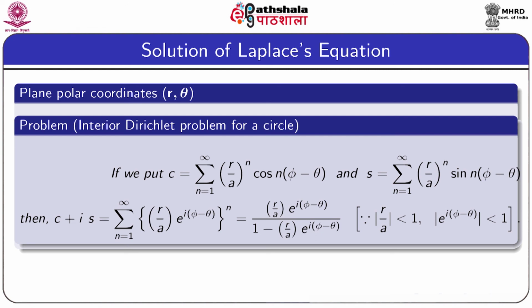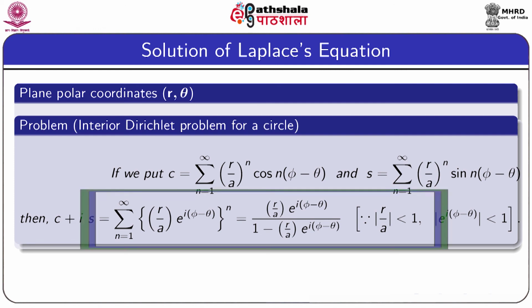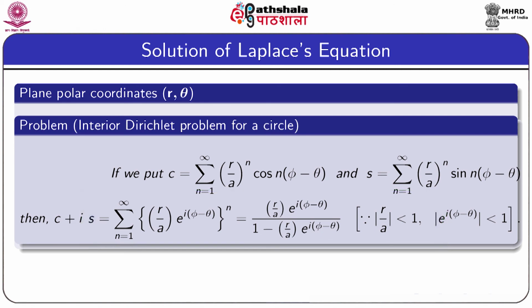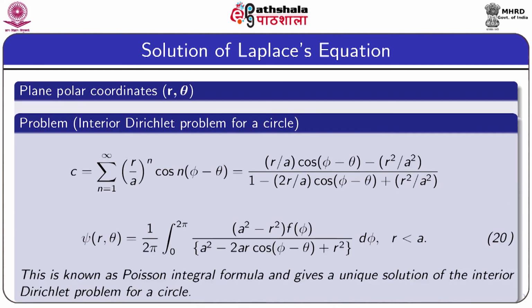Now, if we calculate C plus iS, then we get a GP series, and the common ratio of this GP series is less than 1, since the modulus of r by a is less than 1 and the modulus of e to the power i (phi minus theta) is also less than 1. So, the sum of the GP series can be written in this form, r divided by 1 minus r. This is written here. Now, if we equate the real part and imaginary part from both sides, we can get the expressions for C and S. Since we are interested in the value of C, we equate the real part from the right hand side and we get the value of C, which is written here.